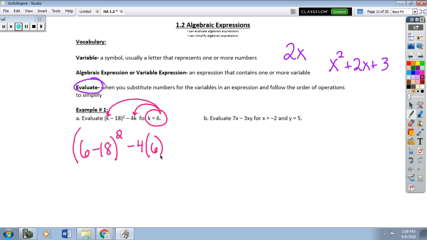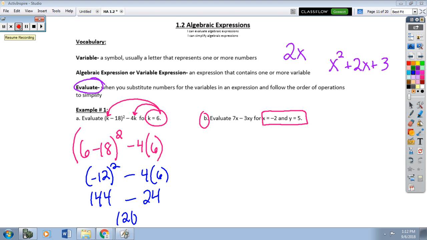Again, without a calculator. See if you can finish that, and also do letter B. Evaluating this expression for the given values. Who can tell me what they got when they evaluated this one?